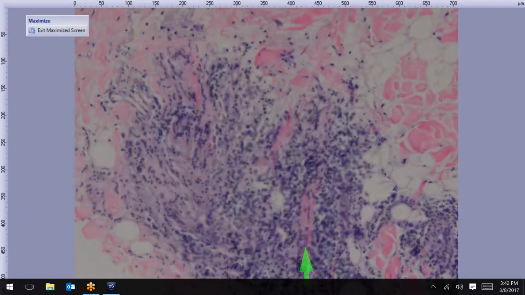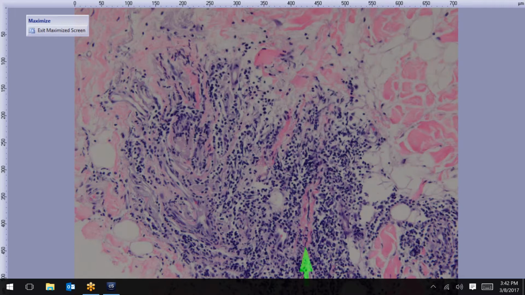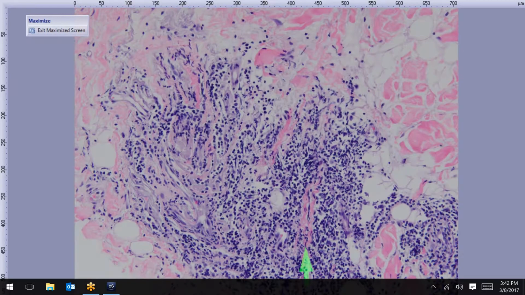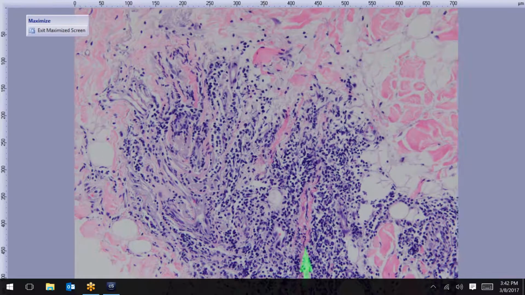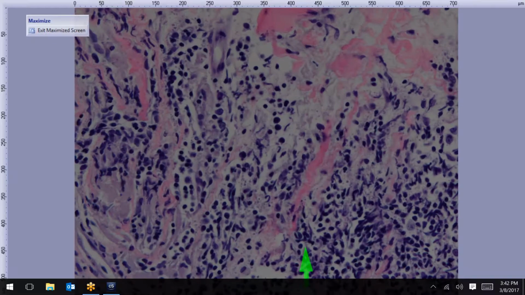And the quality's pretty good here. And then this is just predominantly lymphocytes, and there's also some plasma cells. I'm going to go on higher power just to kind of test this software to see how well we may or may not be able to see.